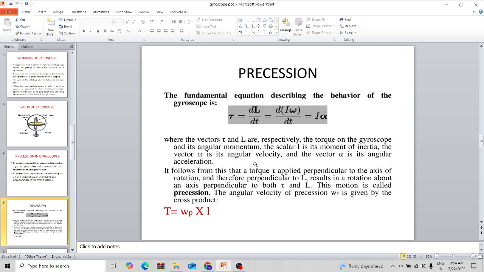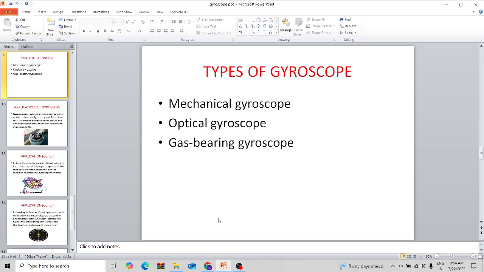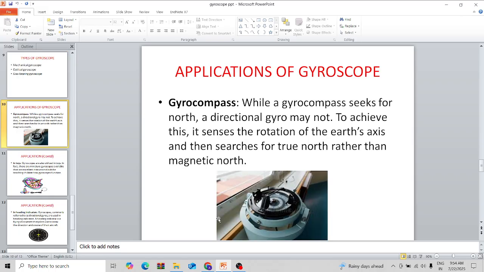Finally, it can be represented as tau equal to omega_P cross product with L, where omega_P is nothing but the angular velocity of precession. So the basic types of the gyroscope are mechanical gyroscope, optical gyroscope, and gas bearing gyroscope. Finally, coming to the applications, we have some of the applications shown here.